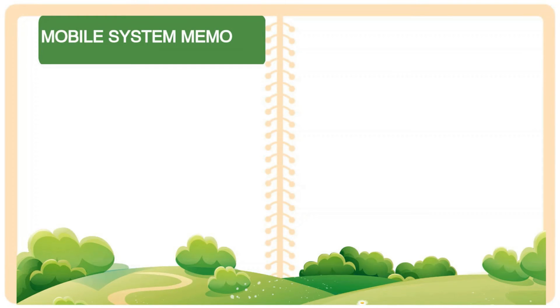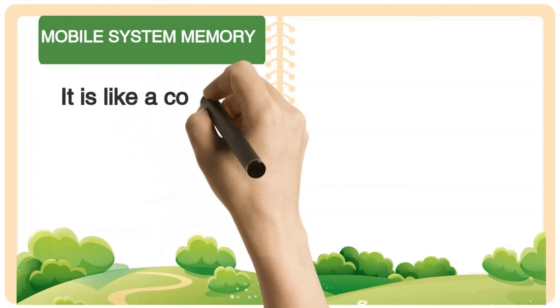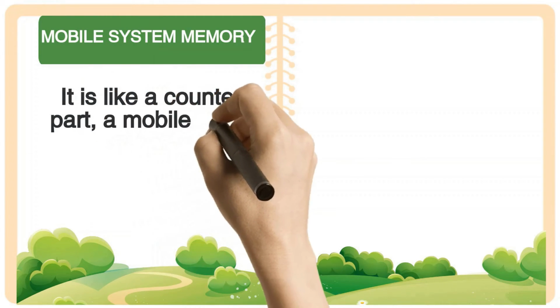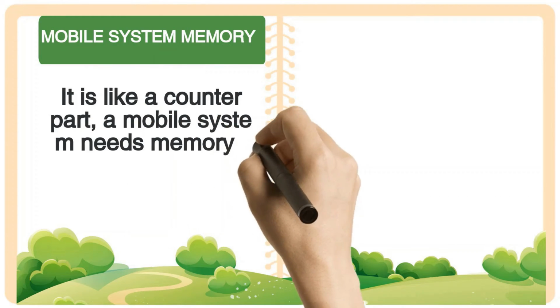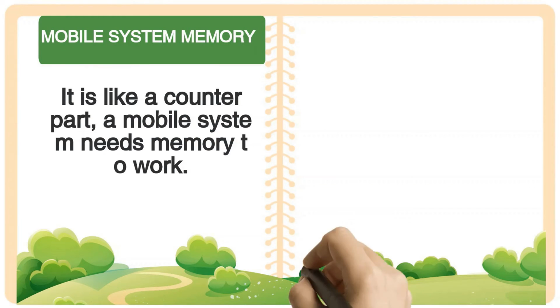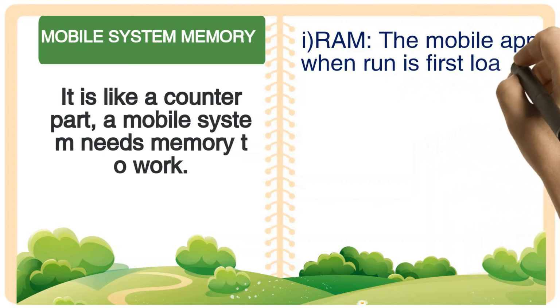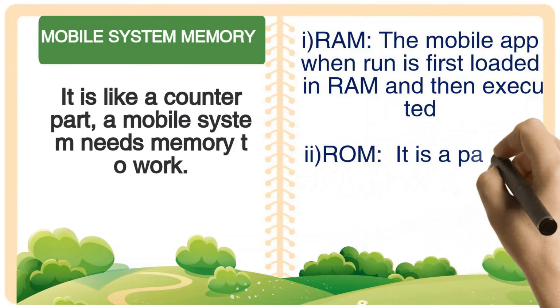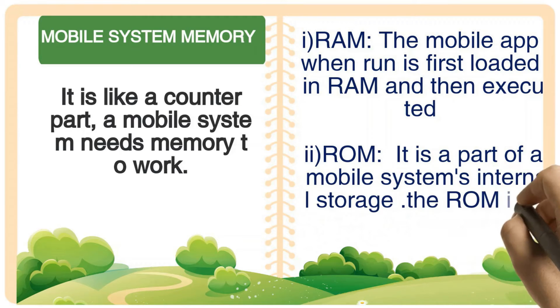Next comes mobile system memory. It's like a counterpart that a mobile system needs to work. It could be further divided into RAM and ROM. The mobile app when run is first loaded into the RAM and then executed, while the ROM is a part of a mobile system's internal storage.